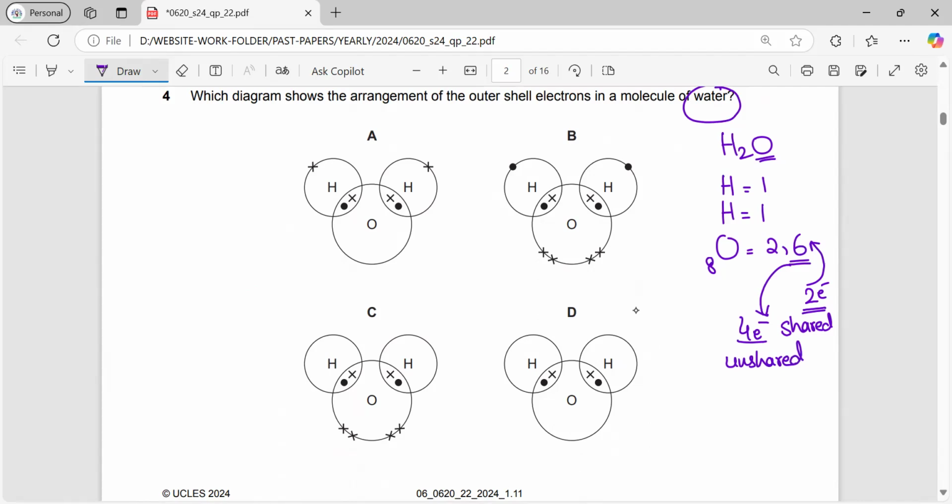So let's see which diagram is the best. C. Because in C, as you can see, each hydrogen has just one electron indicated by a dot, and they are sharing that 1 electron. As for the oxygen, there are a total of 6 electrons. They're sharing 2 electrons, and the rest of the 4 electrons are outside. They are called lone pairs of electrons, the unshared pairs. So the answer is C.